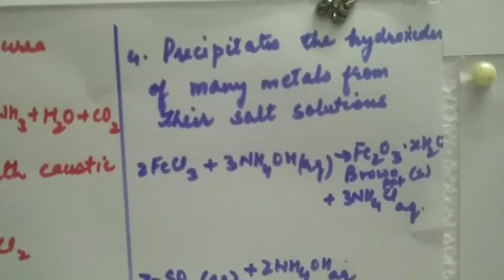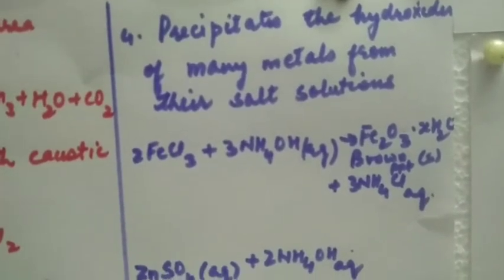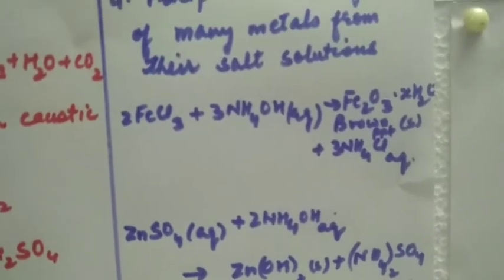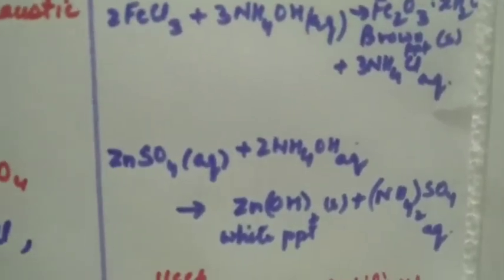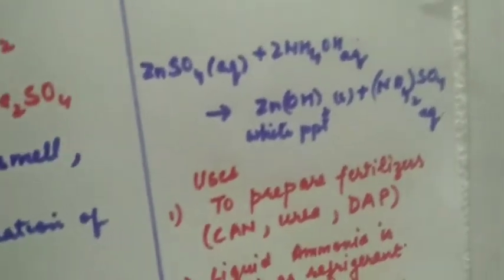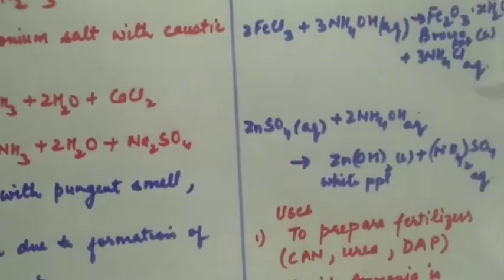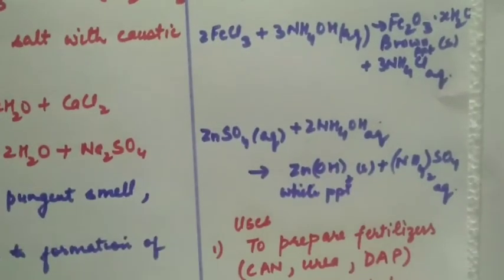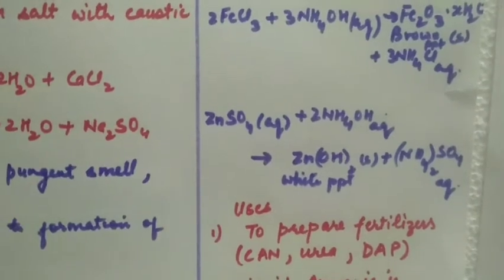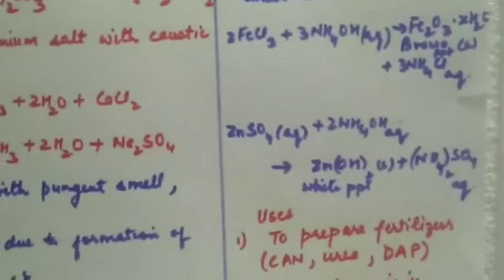So this is the basis of the detection of iron radical in group 3 when practicals are conducted. Zinc sulfate, or zinc salt, when reacted with ammonia liquor, will form white precipitates of zinc hydroxide. So presence of white precipitates on adding ammonium hydroxide indicates presence of zinc in a salt.